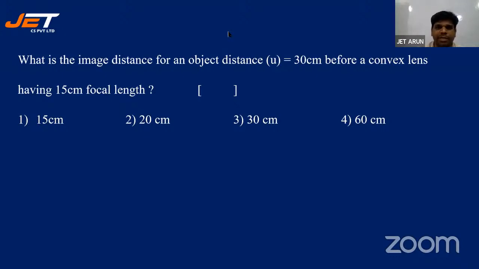u is equal to 30 for focal length 15. Focal length 15 means u 30 is at C2, that's it. Right? So where do you think the image will be formed?